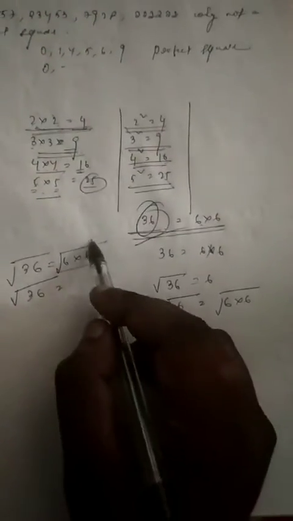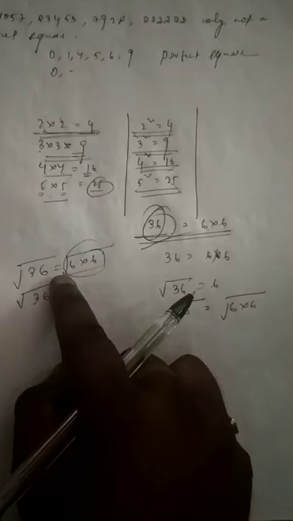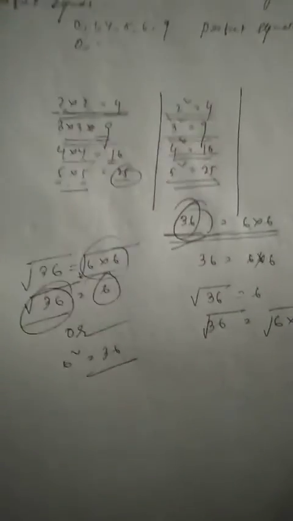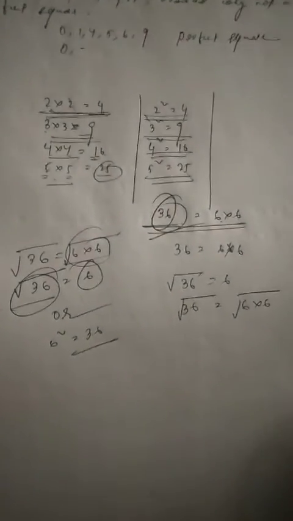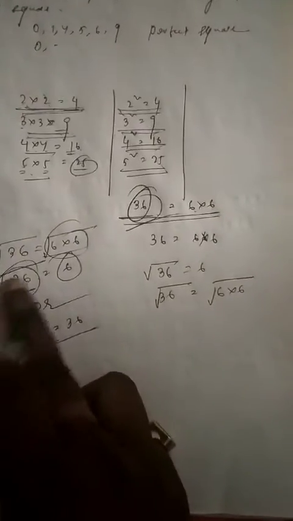So here is root over 36. And whenever root over is existing on two similar numbers, one number can come out of it. It will be 6. So root over 36 is 6. Or we could have written 6 square is equal to 36. Both are the same. There is no difference at all. So 6 square means 36 and root over 36 is equal to 6.